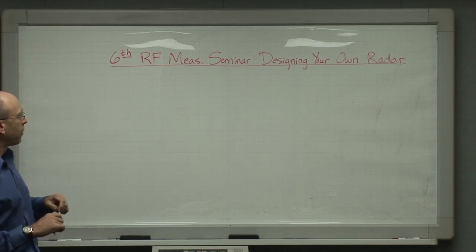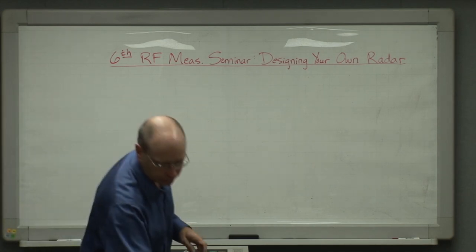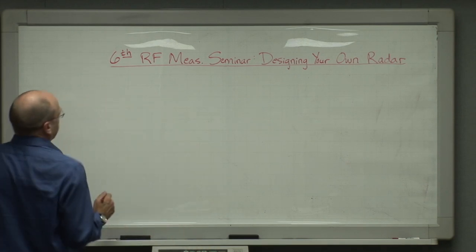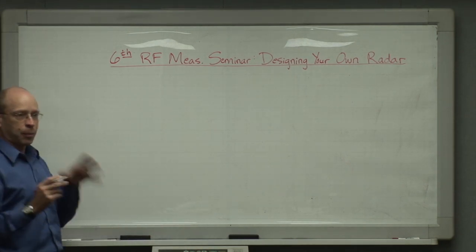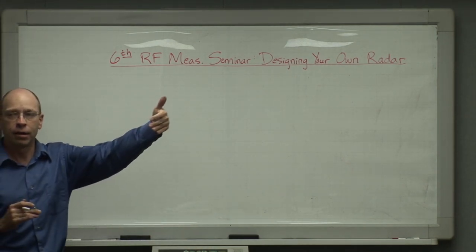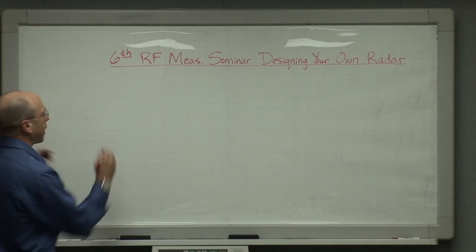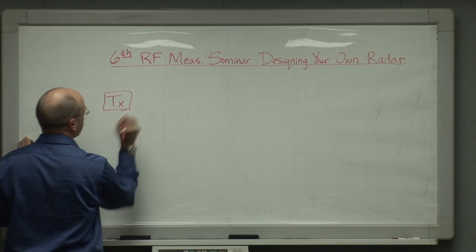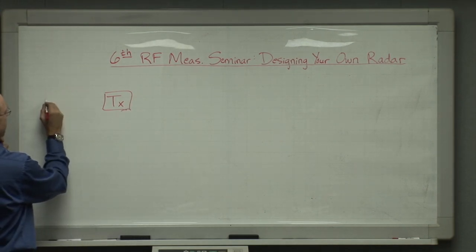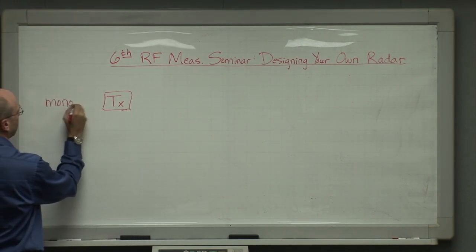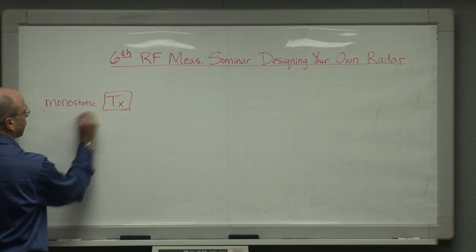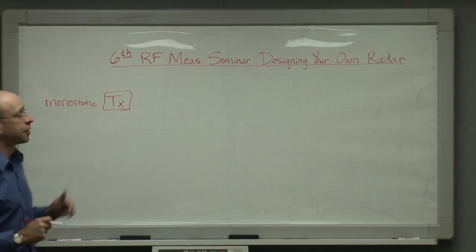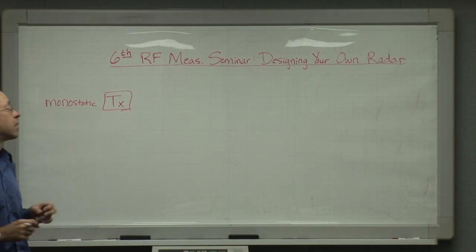Okay, so the problem that we have is, first of all, to figure out how much power we're going to transmit out of this radar so that we can get a detectable echo coming back. And basically, here's how we're going to build the radar. We're going to, first of all, construct this as a monostatic system, so we're going to co-locate the transmitter and receiver. And I should say this.